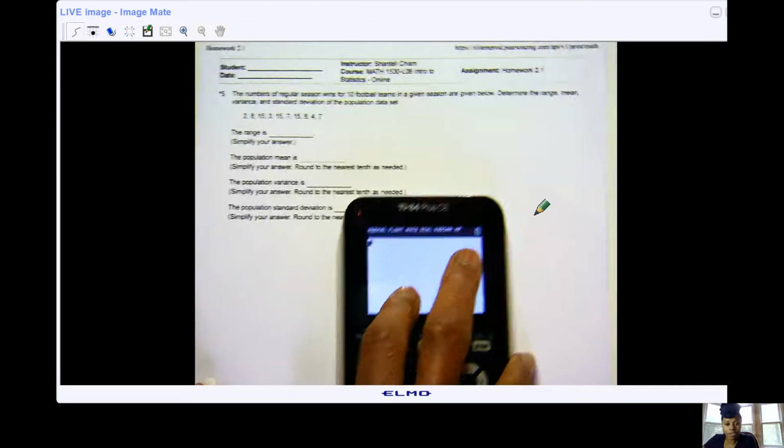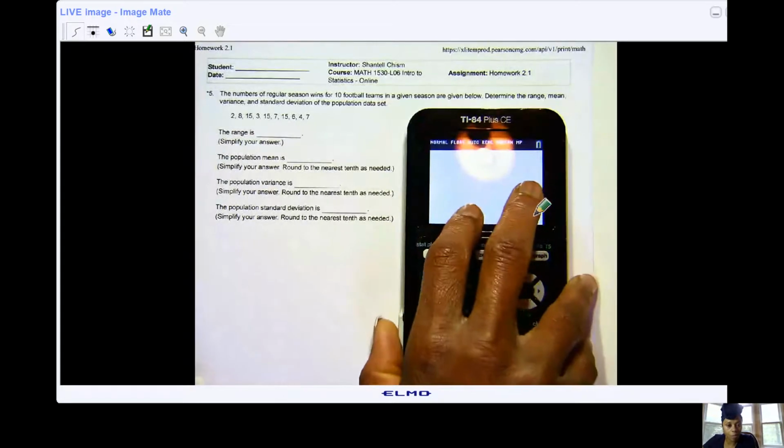All right, so here is the first problem that I'm looking at, number 5 from 2.1. It says the numbers of regular season wins for 10 football teams in a given season are given below. Determine the range, mean, variance, and standard deviation of the population data set.